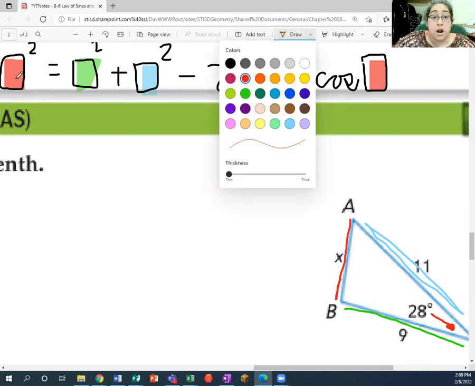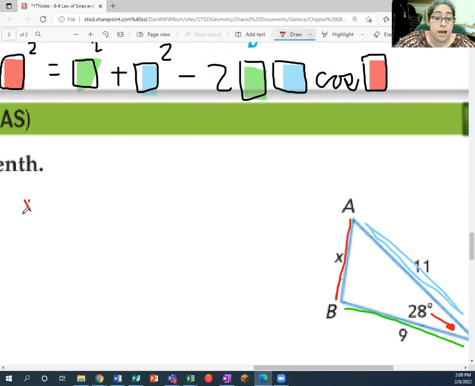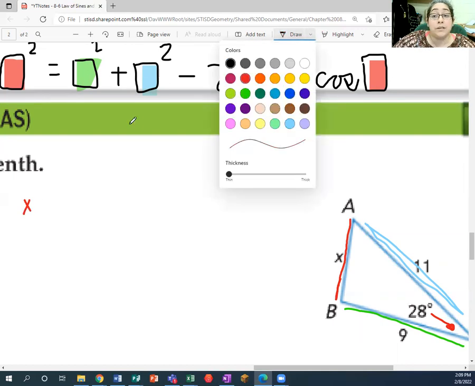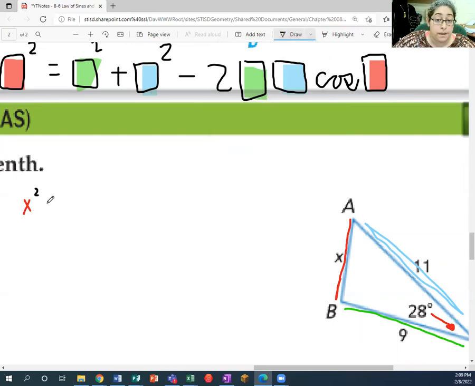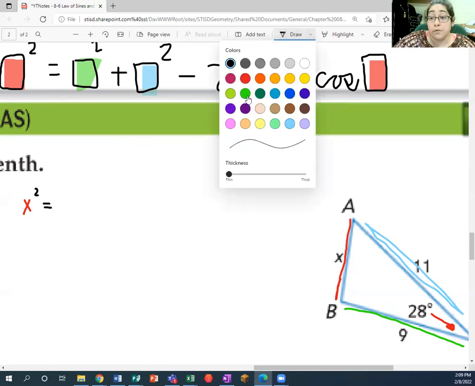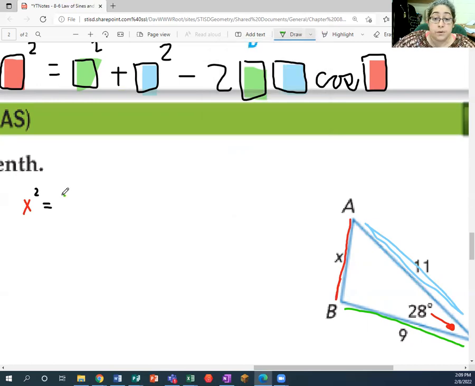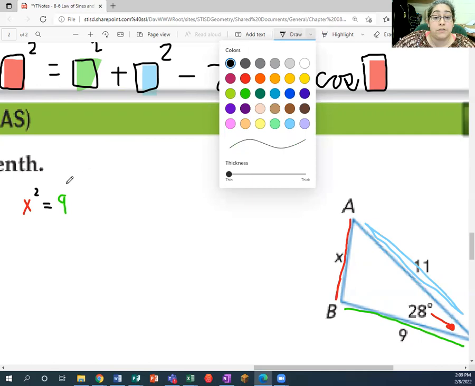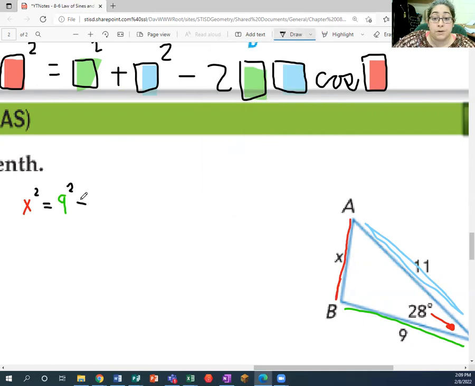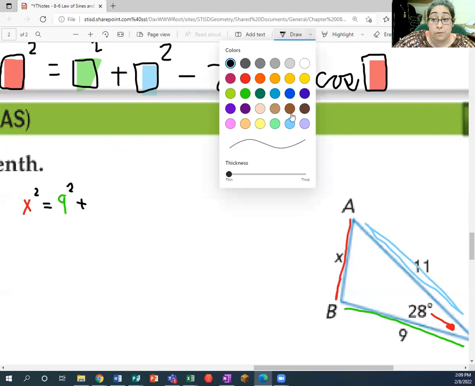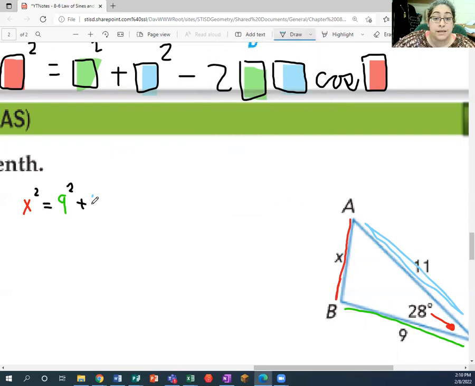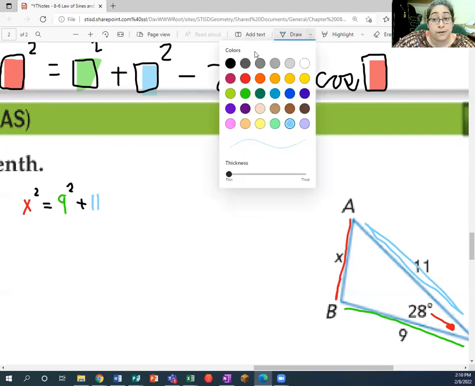All right, I'm going to take this format and I'm going to copy in the information that I have. This is a side, so that's this side across from the angle that I have information on. So I'm going to write X, and that value is being squared. The next ones are just the other two sides in whatever order, and those have been squared. So I'm going to go ahead and write those squared, and I am going to match my colors to my figure just to make it a little easier for us to keep track of where I'm writing things. Here's the other side. I'm also squaring that one.